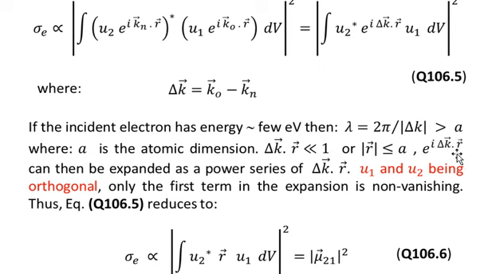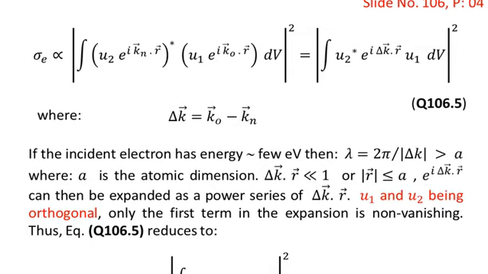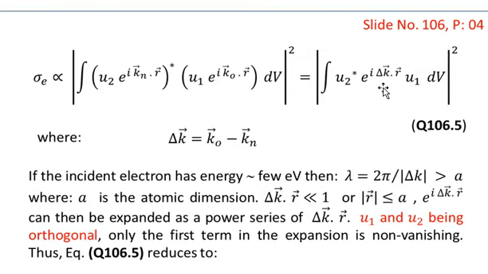E to the power iota delta k dot R can then be expanded as a power series of delta k dot R. So you see that since we have e to the power iota delta k dot R present in the integral in equation number 106.5, if we wanted to solve this integral, we need to expand e to the power iota delta k dot R in terms of a series containing delta k dot R.